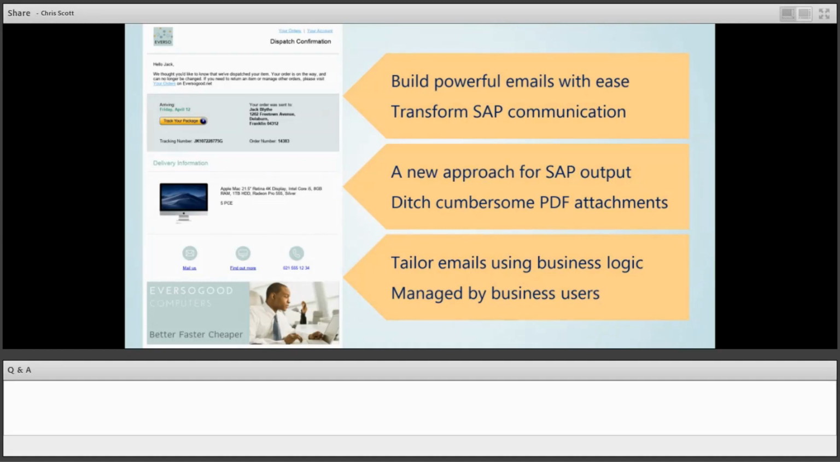We've also seen that emails can be tailored for different recipients by adding dynamic logic. And we've seen how business users can take ownership of the SAP output and make changes without involving IT. This means that the email templates can be constantly changed much more regularly. For example, marketing banners or sales promotions or website links, again, without any need to involve IT.